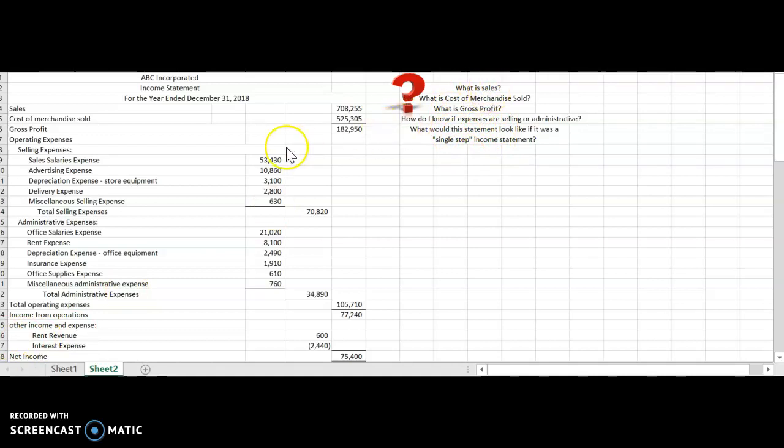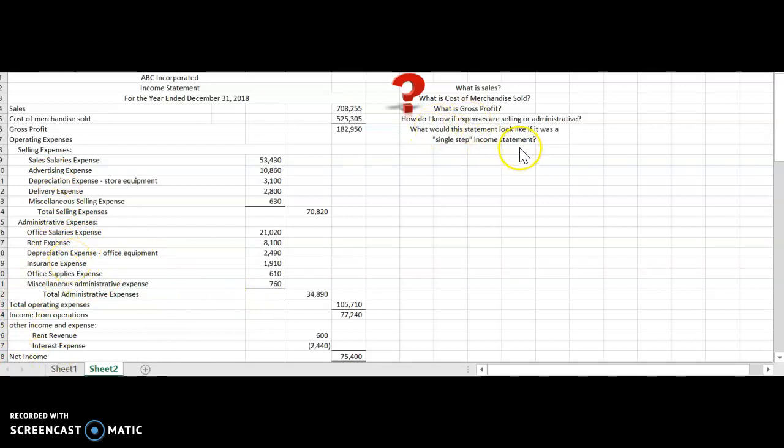We have, what is sales? Sales is our revenue account. What is cost of merchandise sold? This is an expense account. What is gross profit? It is sales minus cost of merchandise sold. How do I know if my expenses are selling or administrative? Well, selling expenses are going to be things that happen inside the store or things that help you sell to a customer. And administrative are things that happen inside a corporate office.